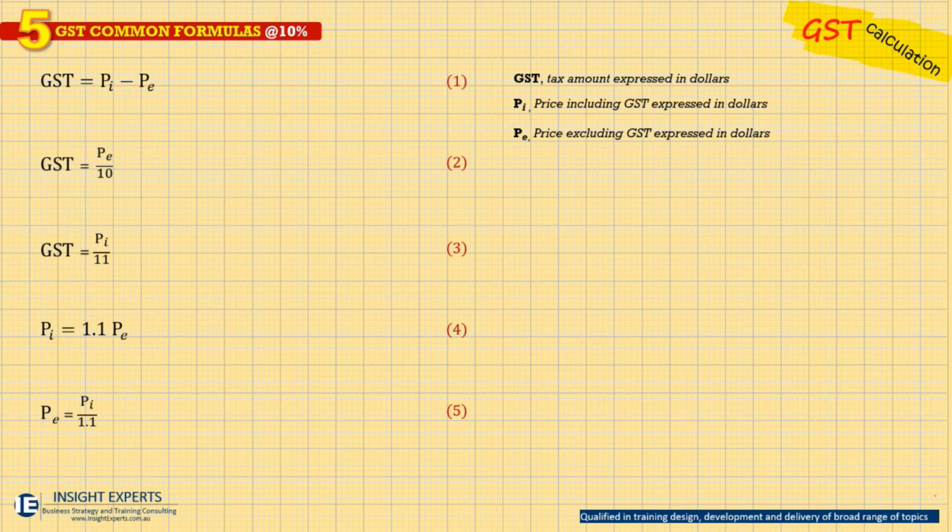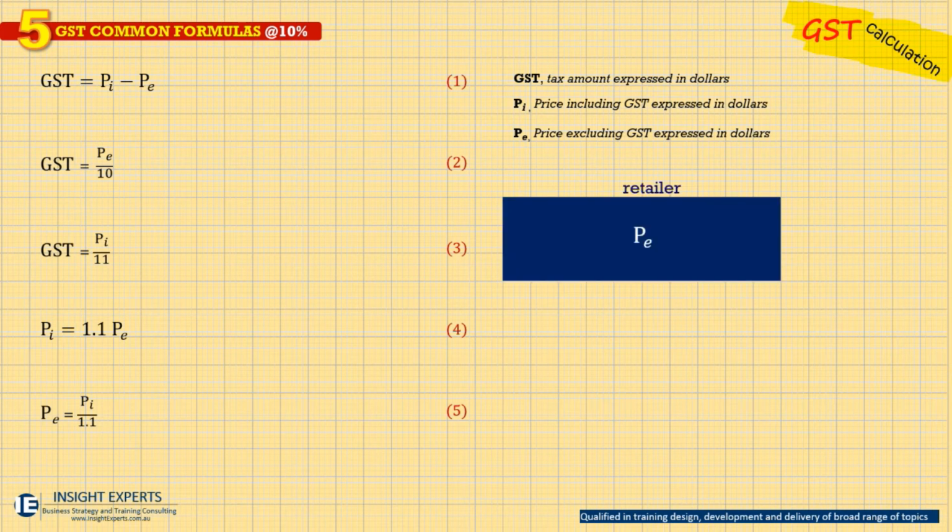So let's just take this example. Let's say, for example, a retailer is selling a product with a recommended retail price of PE. In other words, PE is the price excluding GST. Now, for the sake of this example, I will assume that this product has a recommended retail price of $15. If this retailer is GST registered and the product is not GST exempt, the retailer has an obligation to add 10% GST on top of that.